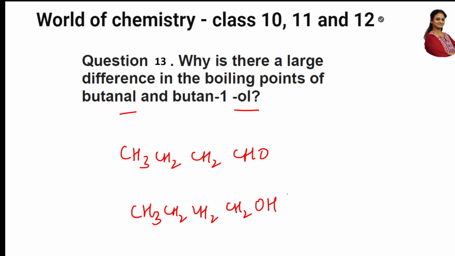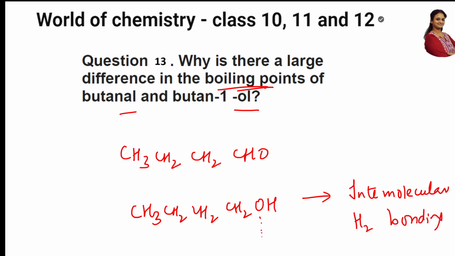Now when you compare both of them, what is required for boiling? Whenever we talk about boiling point, it is the point at which the liquid starts vaporizing, like water at 100 degrees. Now in both cases, they said there is a large difference in boiling point. In butanol there is an OH group, so it forms intermolecular hydrogen bonds, OH with OH, like that.